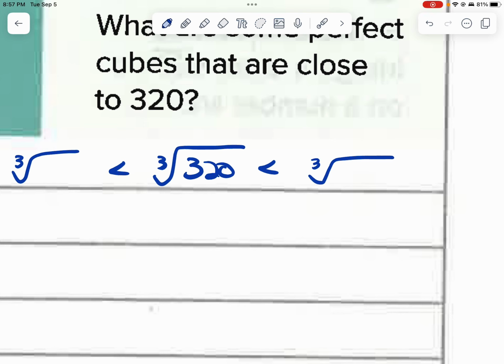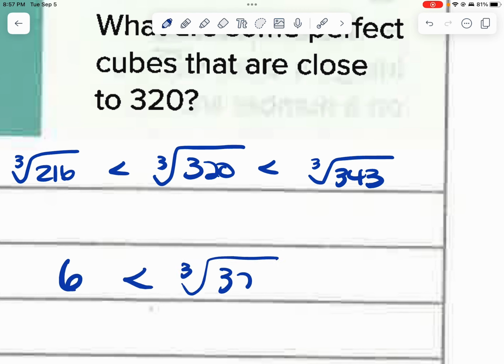sorry, I'm going to say it's probably between 216 and 343. So that means it's going to be between 6 and 7. And you should have your list with you at all times.